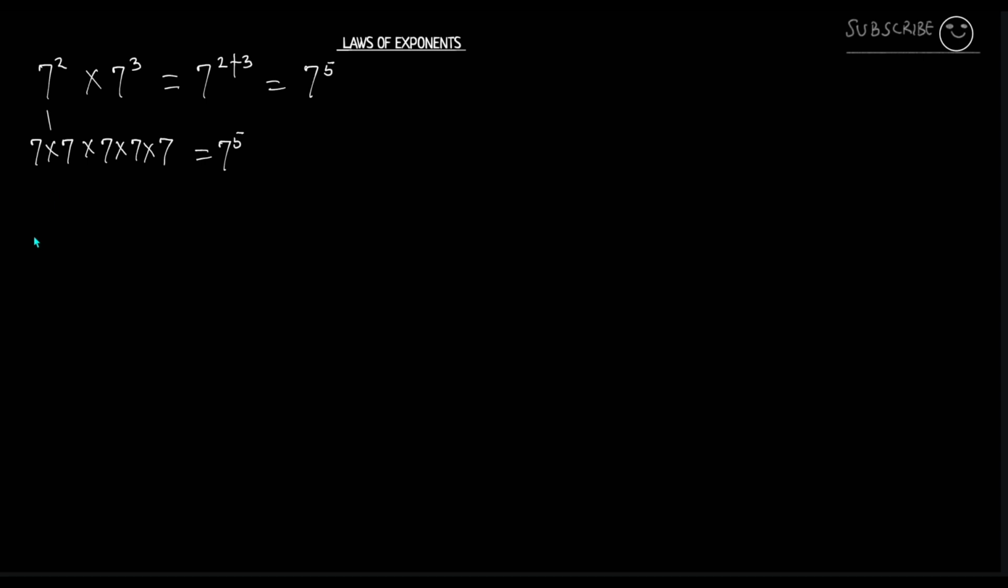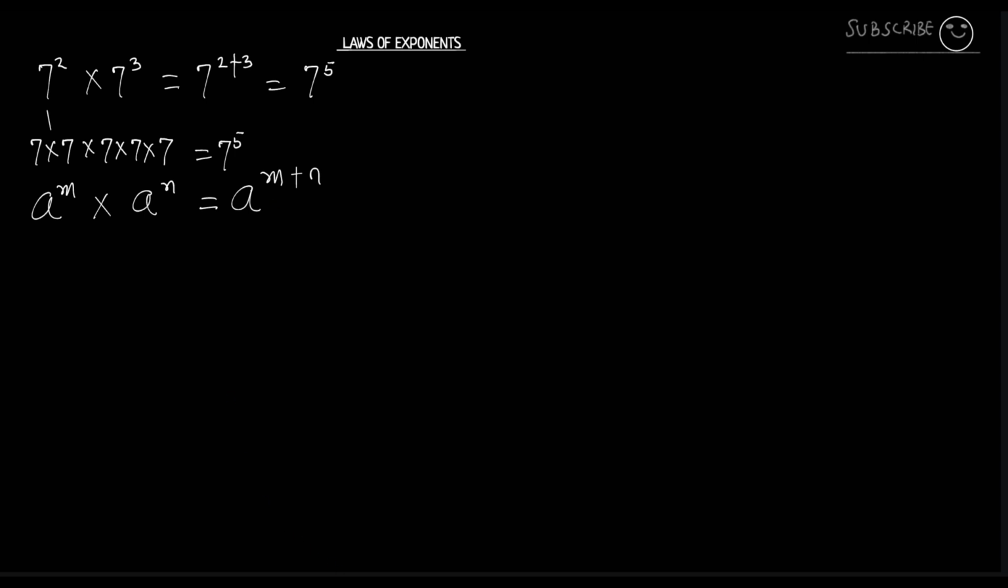So therefore, we can write it in a more standardized form: a, which is the base, with an exponent of m, multiplied by a with an exponent of n, equals, since they have a common base, a with an exponent of m plus n being added up.